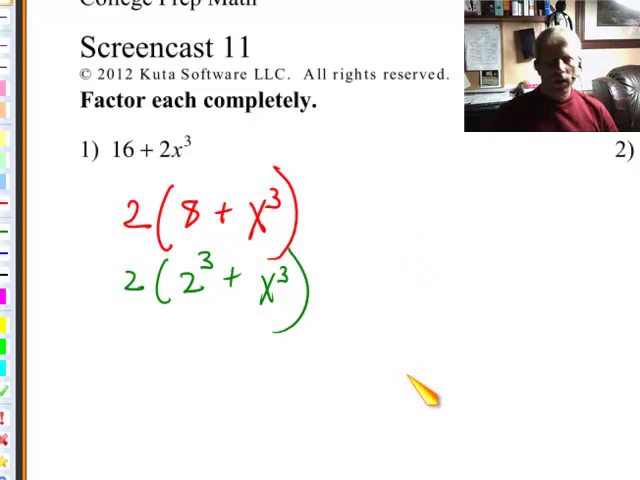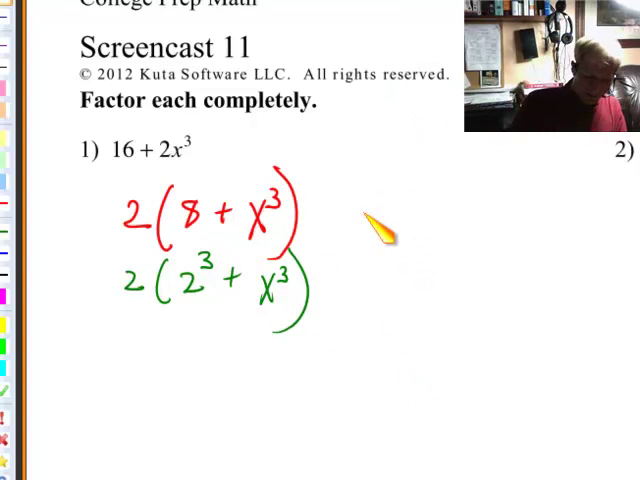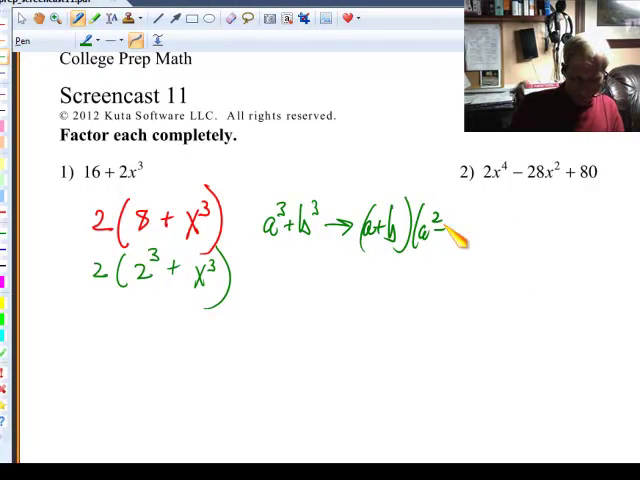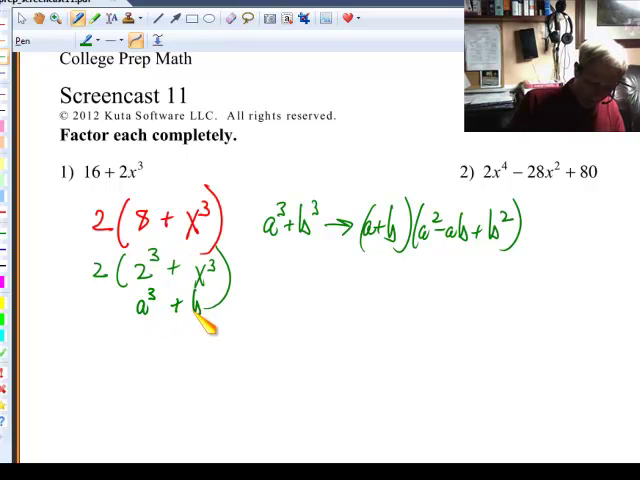And now this just follows the factoring pattern of the sum of perfect cubes, where if I have a cubed plus b cubed, that will factor to be a plus b times a squared minus ab plus b squared. Okay, so I can see here that a is going to be 2 for this problem, and b is going to be x. So now all I need to do is substitute in 2 and x into the formula.